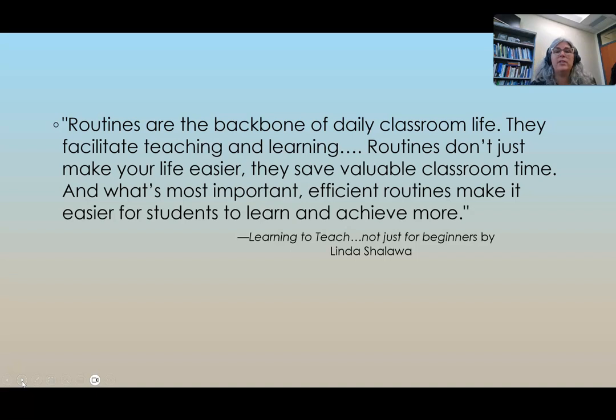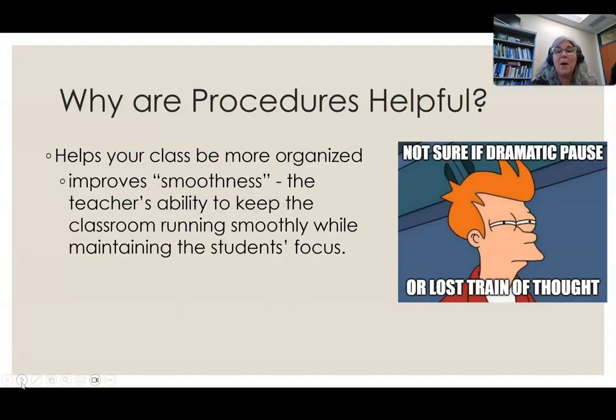I love this quote: routines are the backbone of daily classroom life. They facilitate teaching and learning. They don't just make your life easier, they save valuable classroom time. And what's most important, effective routines make it easier for students to learn and achieve more. Okay, how else can they be helpful? Still under that heading of being more organized, it improves what we call smoothness.